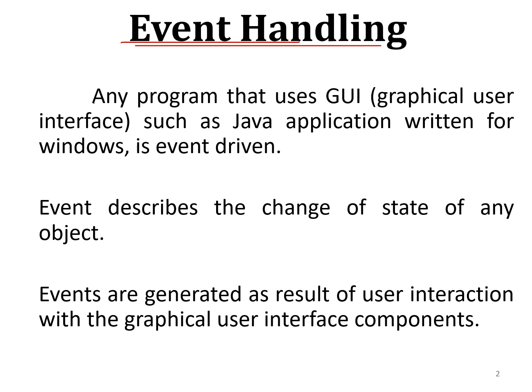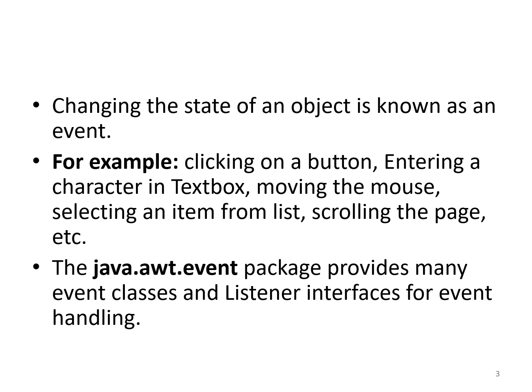Any program that uses a GUI, which is a graphical user interface, which is written for Windows, is event driven. Event describes the change of the state of any object. Events are generated as a result of user interaction with the graphical user interface components. So changing the state of an object is known as an event.